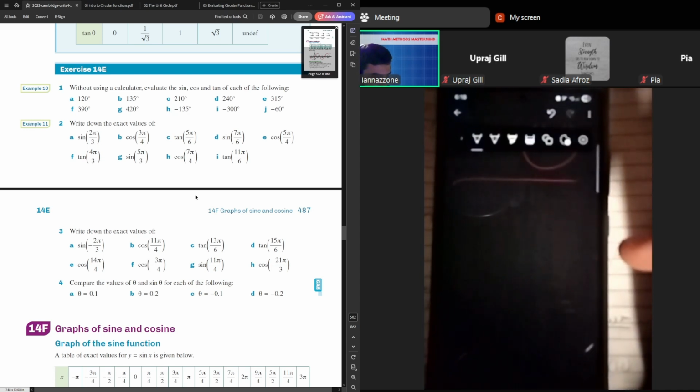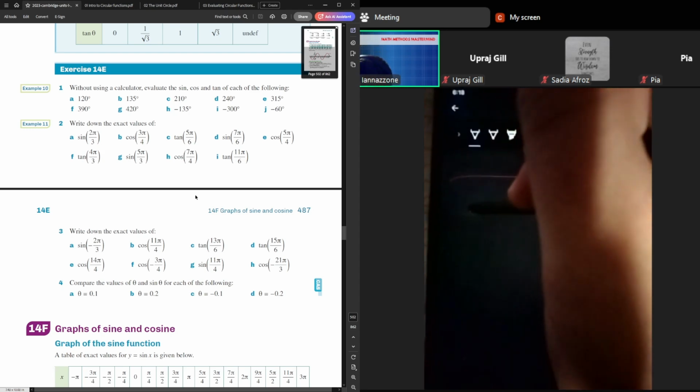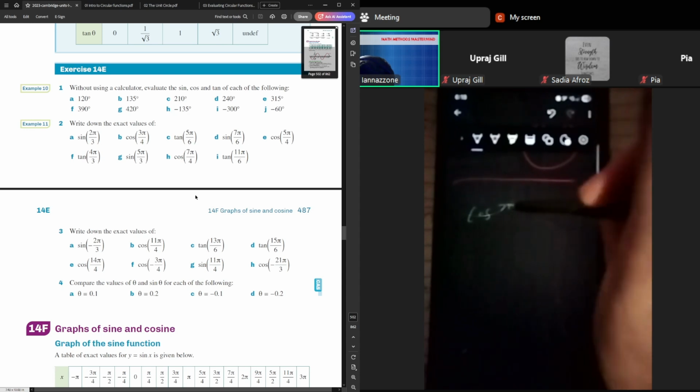We'll do a tan, and maybe chuck a negative angle in there. Let's see. How about cos 7 pi on 4?